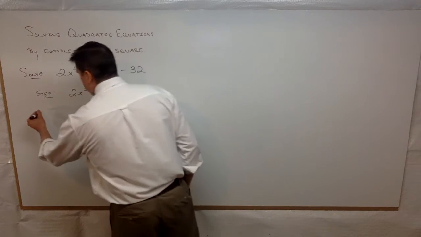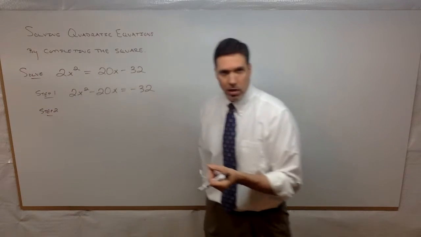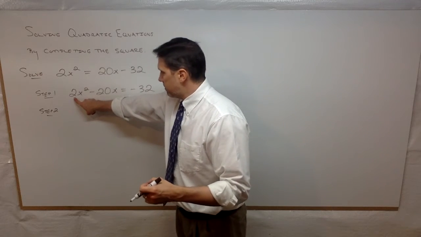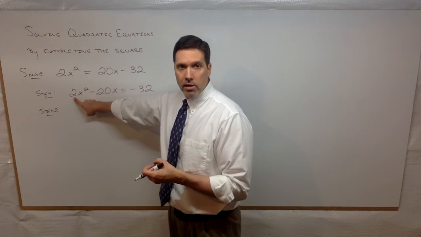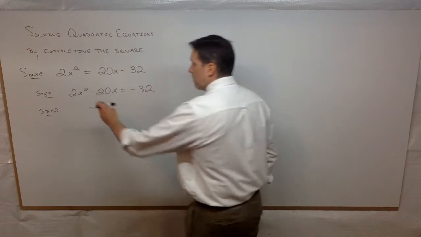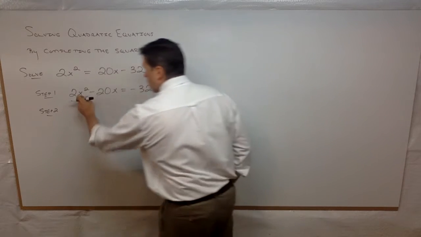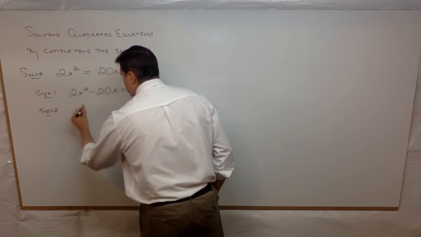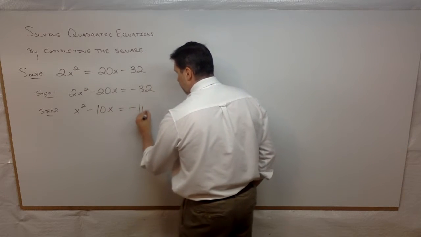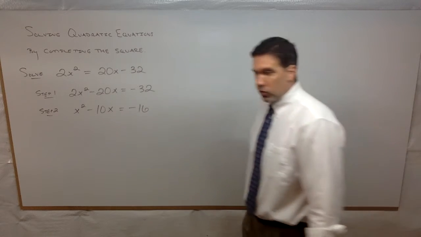Okay, step two. Do not forget this step. A lot of people skip this step and go right to step three. Step three doesn't work if this is anything but a 1. So it needs to be a positive 1, meaning I have to divide by that quadratic coefficient of 2. That means every single thing in this equation gets divided by 2. So 2x squared divided by 2, negative 20 divided by 2, and negative 32 divided by 2. All right. So x squared minus 10x equals negative 16.